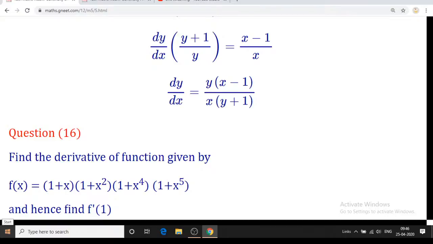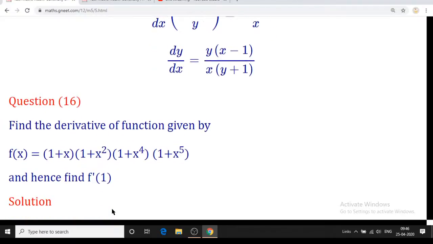Now the 16th question. Just what they have asked. First they have asked to find out the derivative and then hence find f dash of 1. Hence find f dash of 1 means first f dash of x you have to find, and for f dash of 1, in the f dash of x you got, wherever there is x, just replace it with 1.